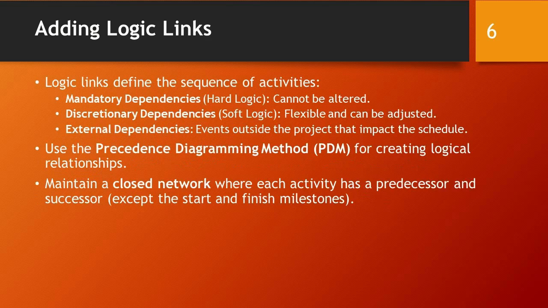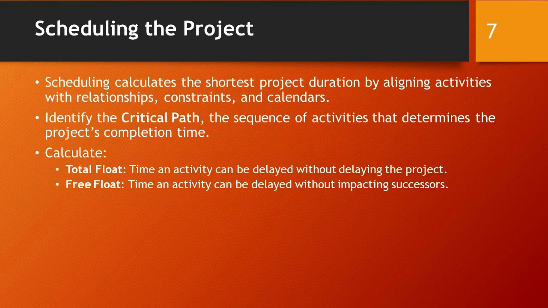Logic links define the sequence of activities, including mandatory dependencies, which are hard logic that cannot be altered, discretionary dependencies, which are soft logic that can be adjusted, and external dependencies, which are events outside the project that impact the schedule. Use the precedence diagramming method for creating logical relationships and maintain a closed network where each activity has a predecessor and successor, except for the start and finish milestones.